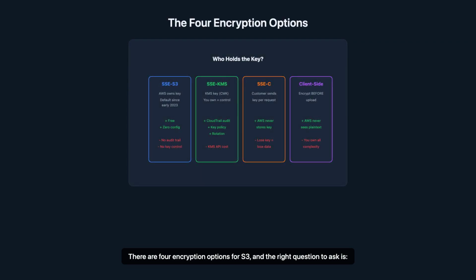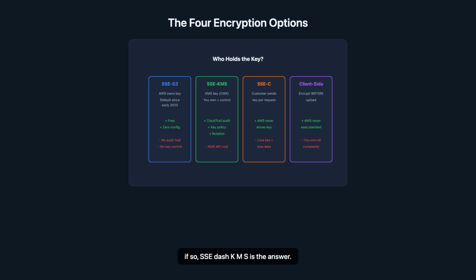There are 4 encryption options for S3, and the right question to ask is, who holds the key? SSE-S3, Amazon Web Services owns the key, free, 0 config, no audit trail. SSE-KMS, you own the key, every call is CloudTrail logged, but you pay per API call. SSE-C, you send the key on every request. Amazon Web Services uses it then forgets it, and lose the key and your data is gone. Client-side encryption, you encrypt before upload. Amazon Web Services never sees plain text, and you own all the complexity.